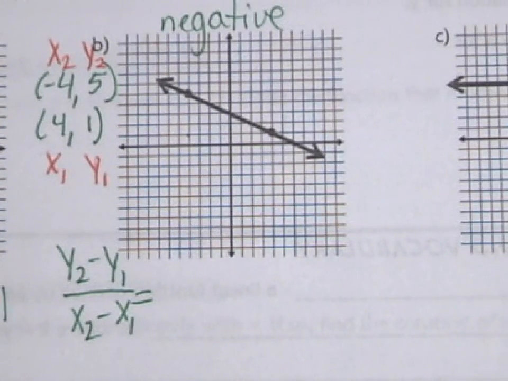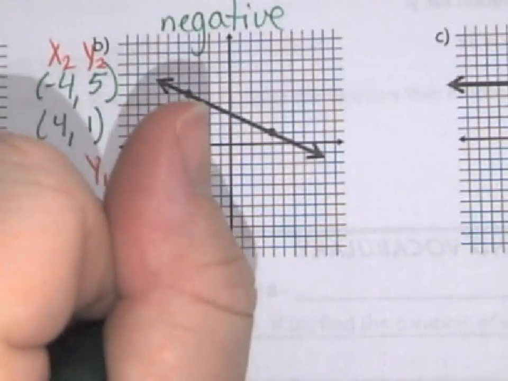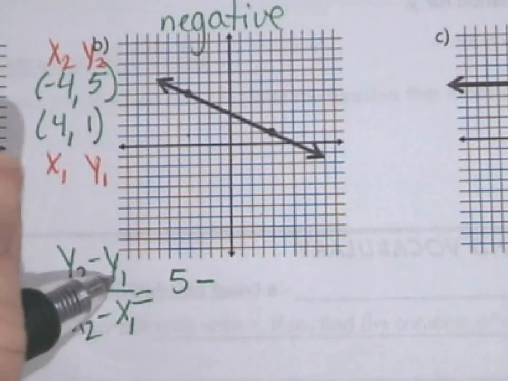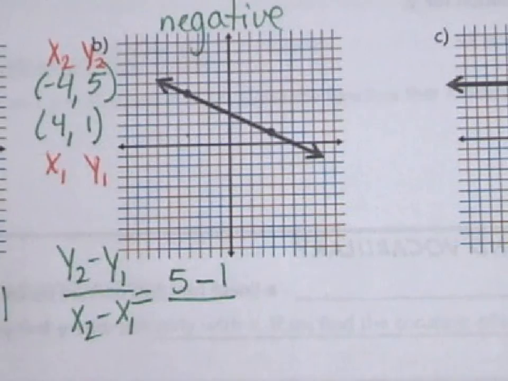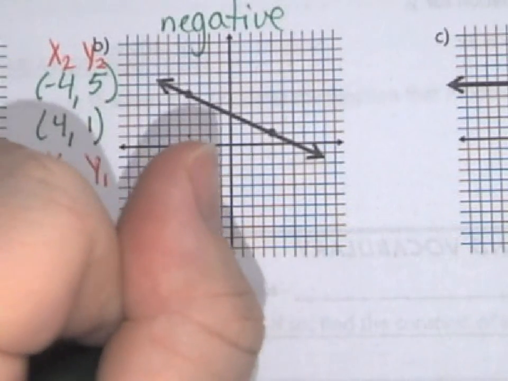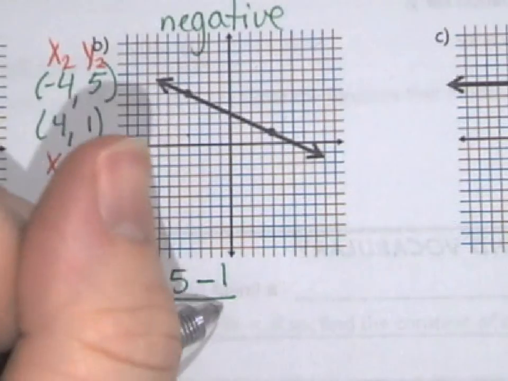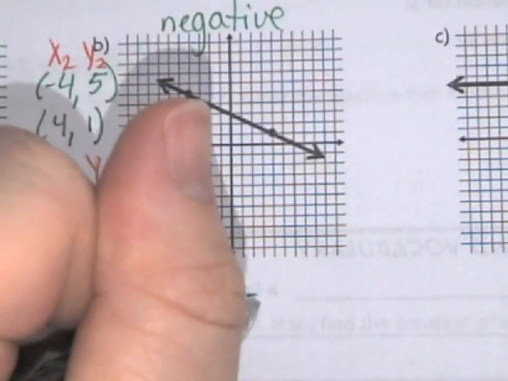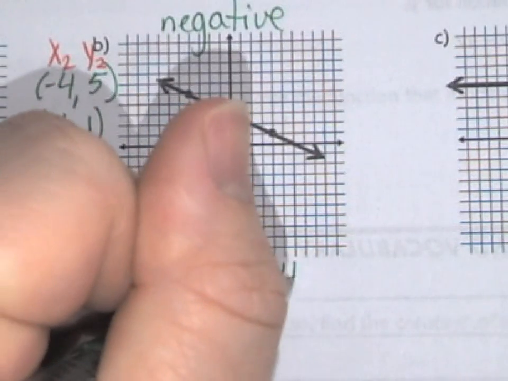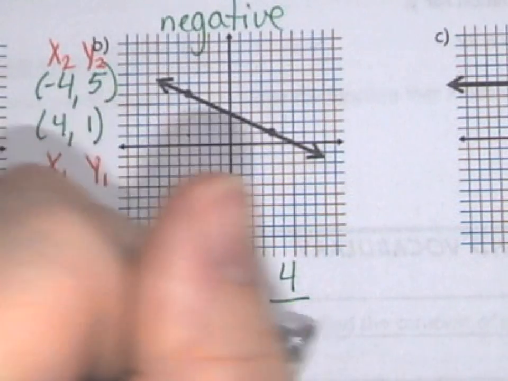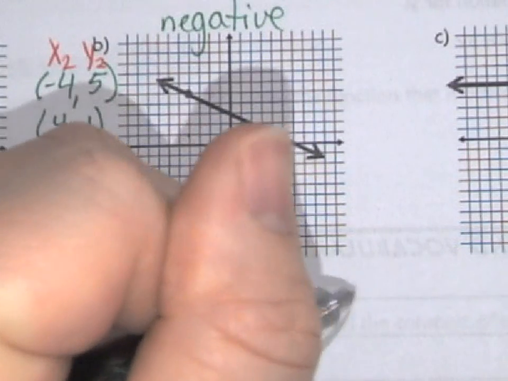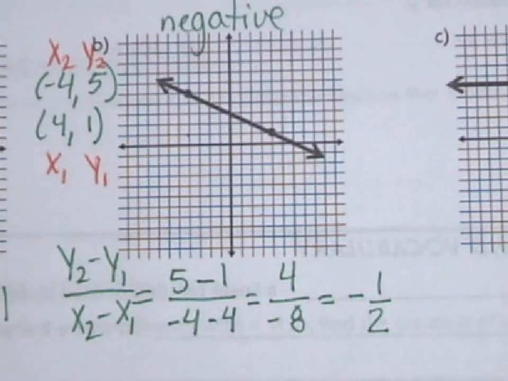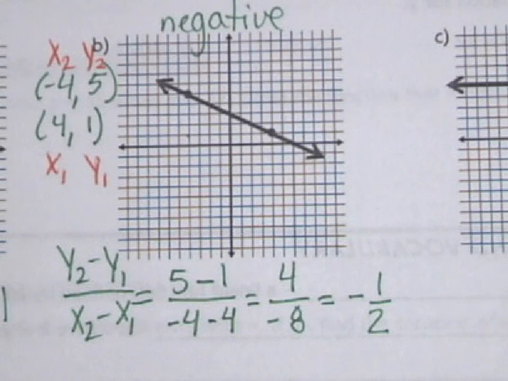So now I'm going to go ahead and substitute. So for y2, I have 5 minus y1, which is 1, over x2, which is negative 4, minus x1, which is 4. When I simplify, 5 minus 1 is 4. Negative 4 minus 4 is negative 8, which simplifies to negative 1/2. I said I wanted a negative slope, and I got a negative slope. So that's another way to check, is looking at the picture, should it be positive or negative, and what's happening.